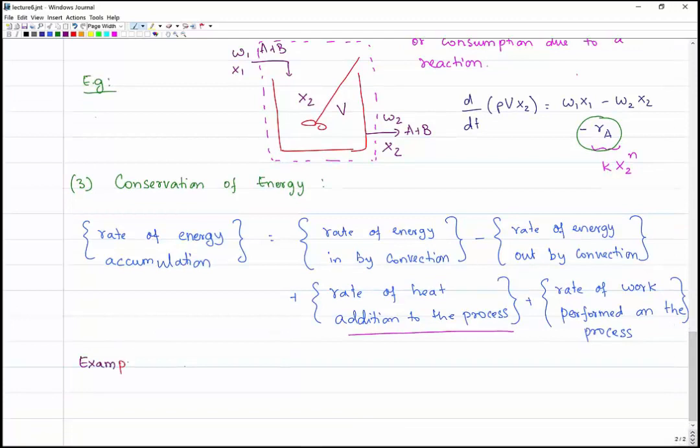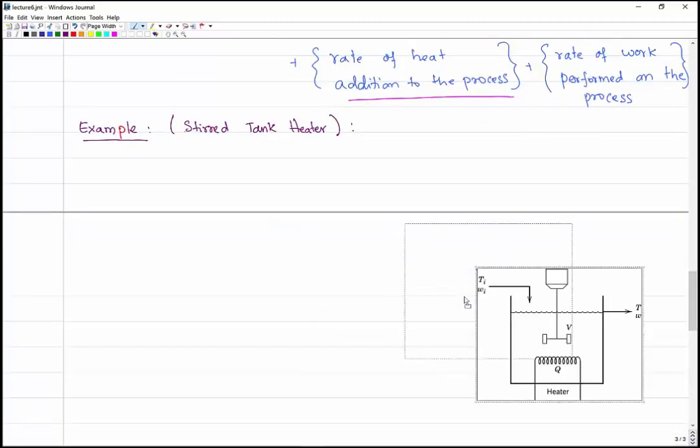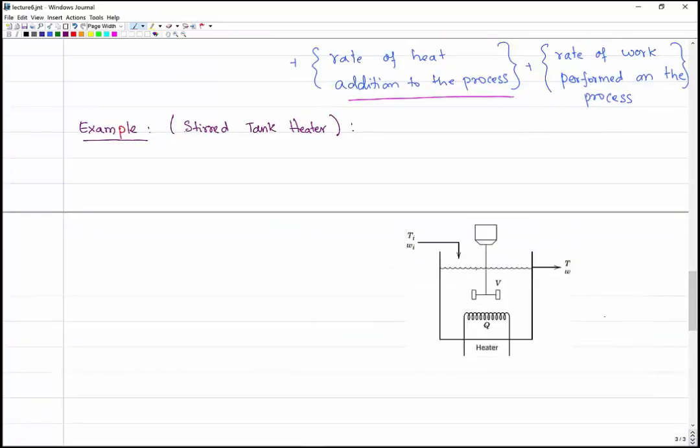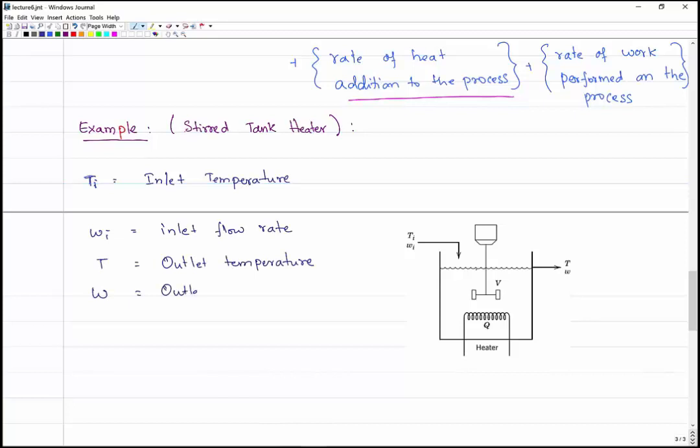So let's look at a heating tank example. This is a very simple heating tank. There's an incoming stream and an outgoing stream. You're heating the material, or the liquid, that's coming in with a heating coil. Ti is the inlet temperature, Wi is the inlet flow rate, T is the outlet temperature, W is the outlet flow rate, Q is the rate at which heat is being added to the system. Cp is the specific heat per unit mass.